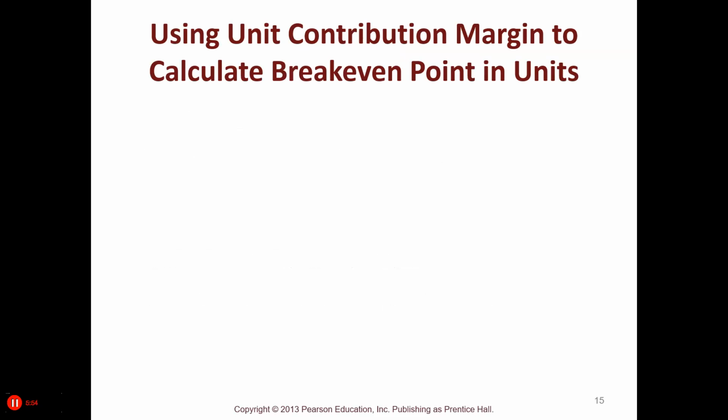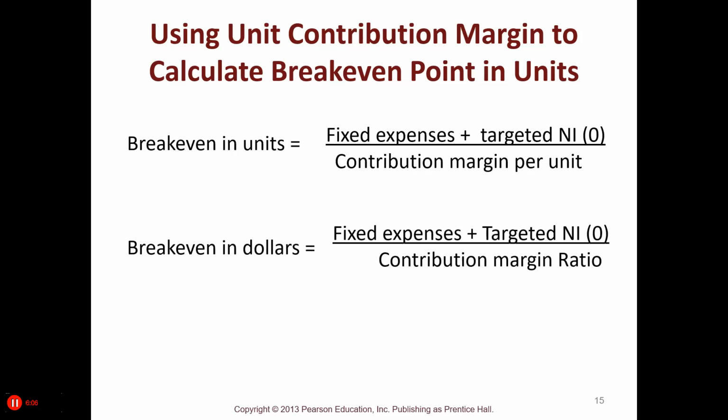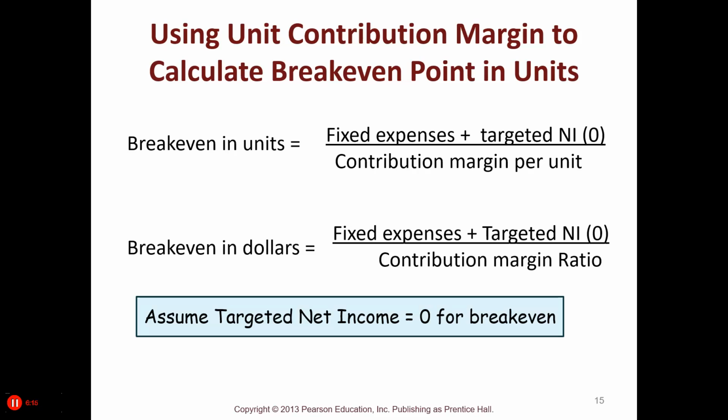So what does it look like in break-even units? We're going to take our fixed expenses plus our targeted net income, in this case it's always zero, divided by the contribution margin per unit. If we want break-even in dollars, we're going to take our fixed expenses divided by the contribution margin ratio. We have to assume, when doing break-even, that net income is zero.